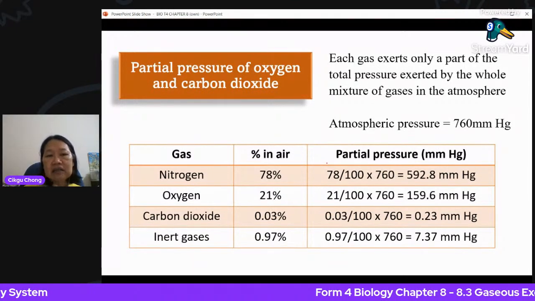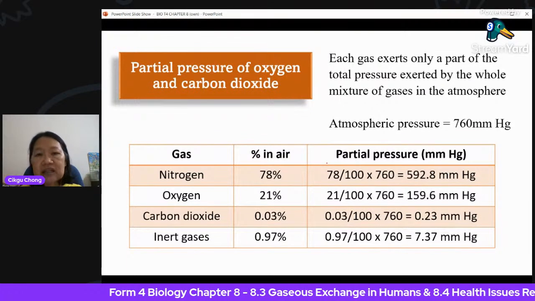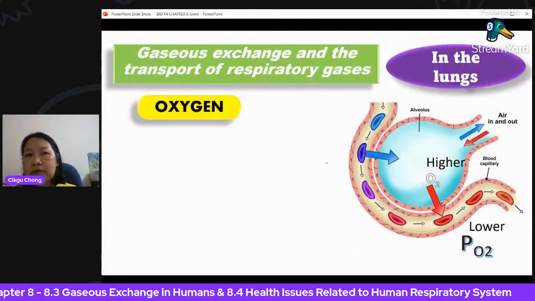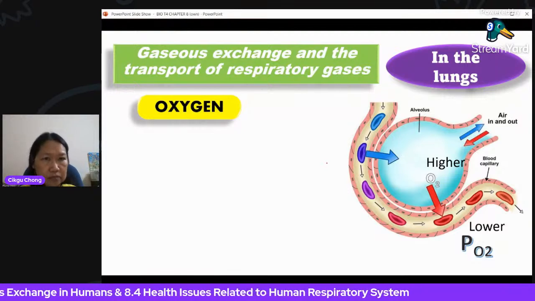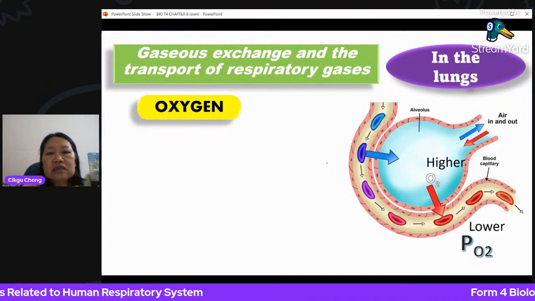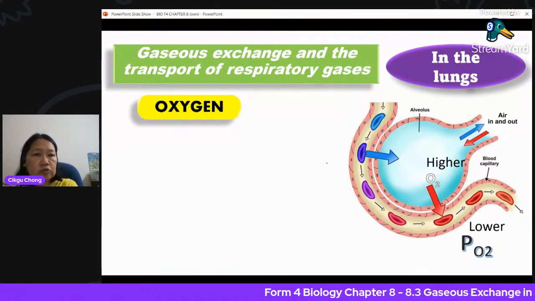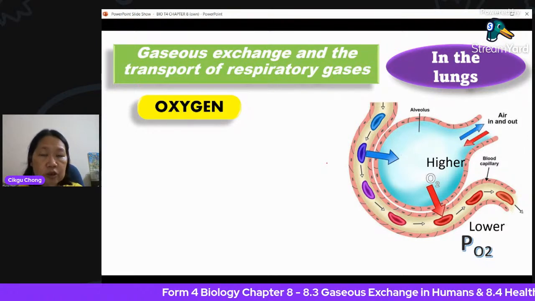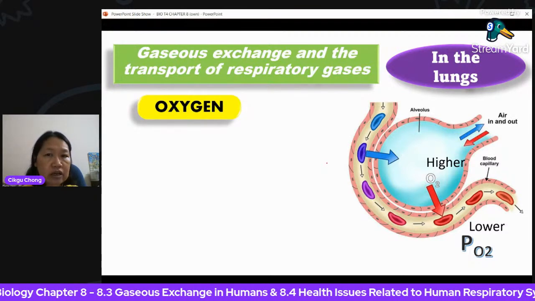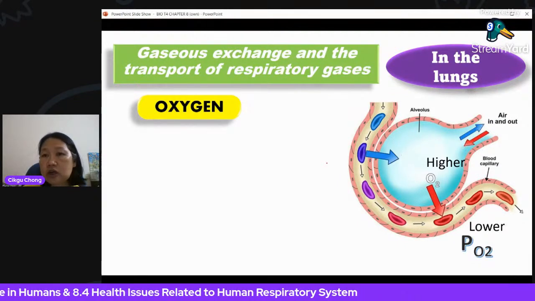You will find that the higher the concentration of the gas, the higher the partial pressure will be. Let's look at how to explain. When the question comes, explain the process of diffusion: how does oxygen get transferred into your blood vessels and transported all over your body to be supplied to your body cells? You've got to talk about oxygen and carbon dioxide. Depends on the question. If the question wants oxygen, you just talk about oxygen. If the question wants carbon dioxide, you just talk about carbon dioxide.